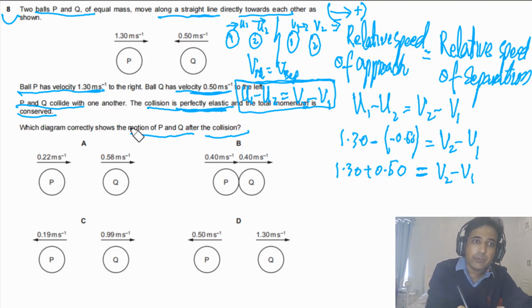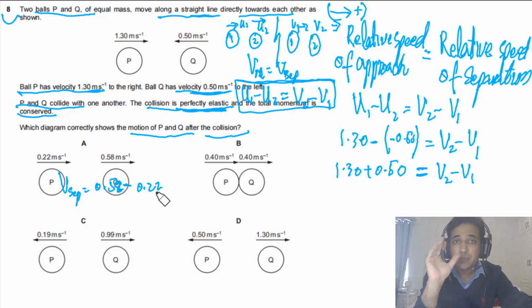Now if you look at given options, for example for this one, you can see they are moving in the same direction. It means 0.52 minus 0.22, this is not equal to this. So for this one, relative speed of separation will be equal to 0.58 minus 0.22. Actually, I'm explaining these things in detail so you can have better understanding. When your concepts are clear in physics once, then these questions are just a piece of cake.